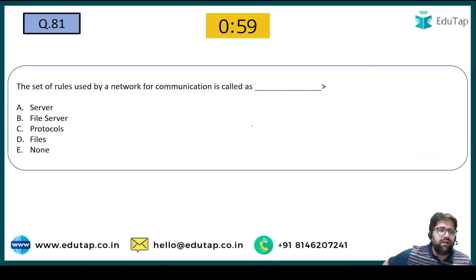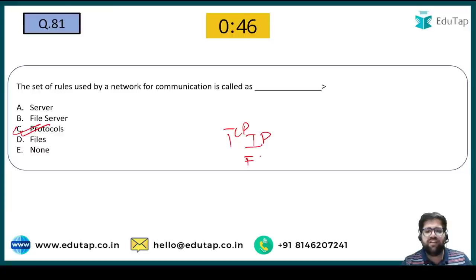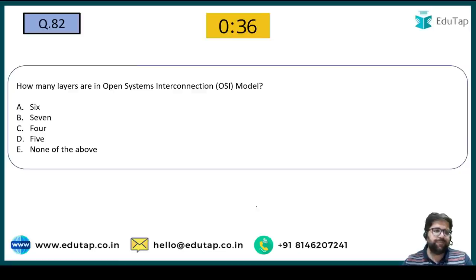Question number 81. The set of rules used by the network for communication are known as, a very easy question. I'm not wasting your time over here. Your answer will be protocols. For example, you have TCP, IP, FTP, SMTP. These are very important protocols which you should remember, and remember the use of these protocols as well. So the answer will be C.